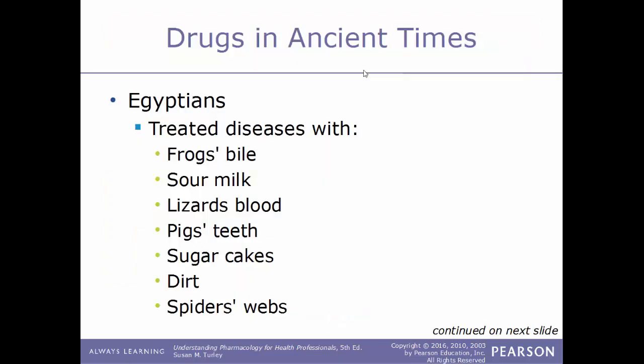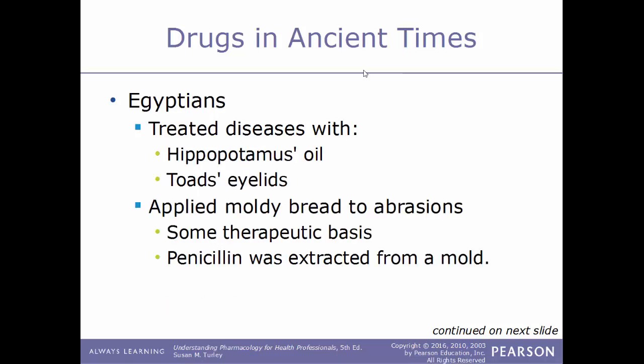Now we'll talk about drugs in ancient times. First we'll start off with the Egyptians. Now the Egyptians treated diseases with a large variety of different things, including the bile from a frog, sour milk, lizard's blood, pig's teeth, sugar cakes, dirt, spider's webs, the oil from hippopotamus, and toad's eyelids. And they also would apply moldy bread to abrasions. And there is some therapeutic use for this because mold is basically a very crude form of penicillin.